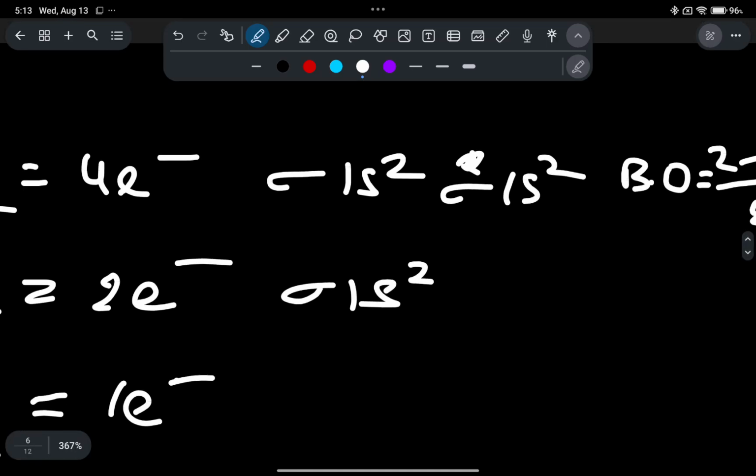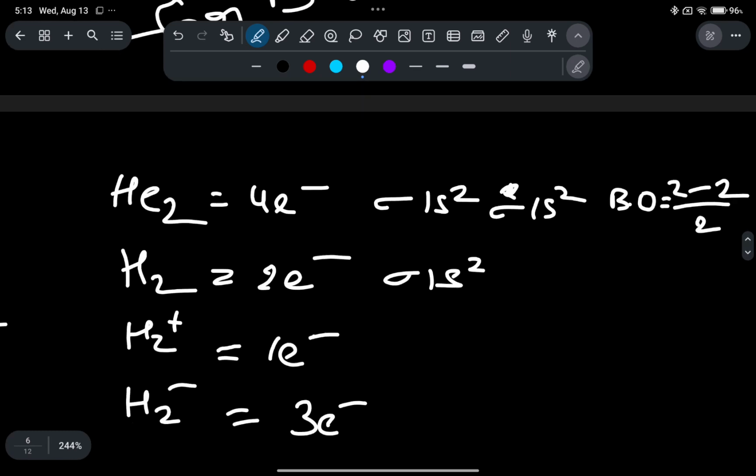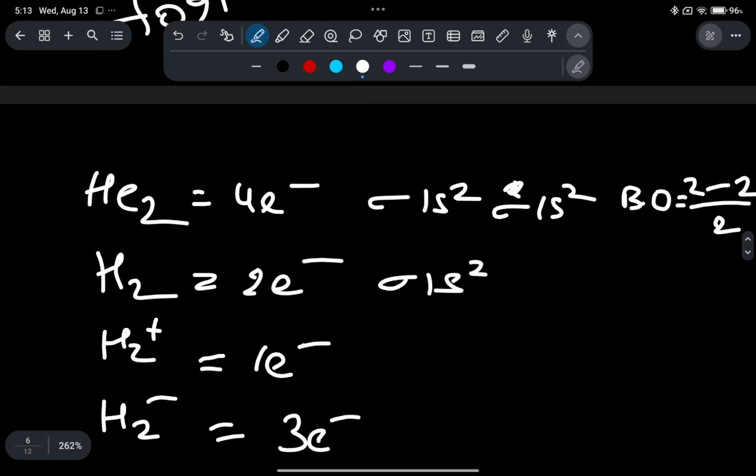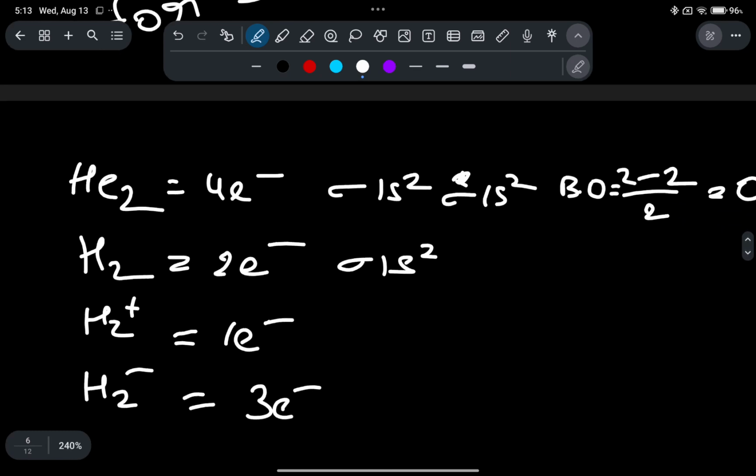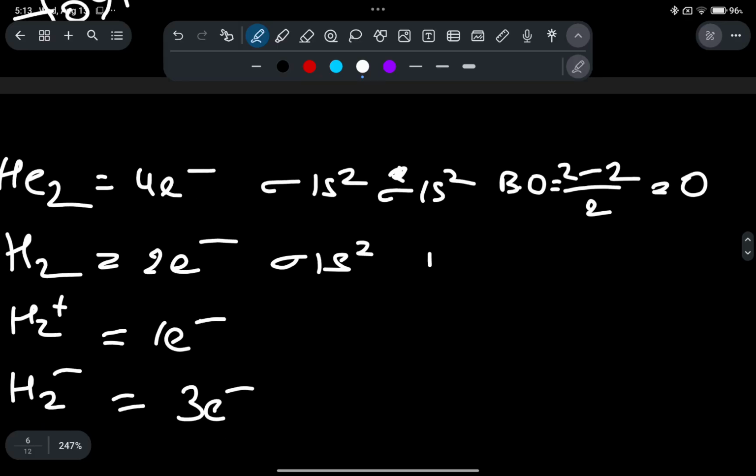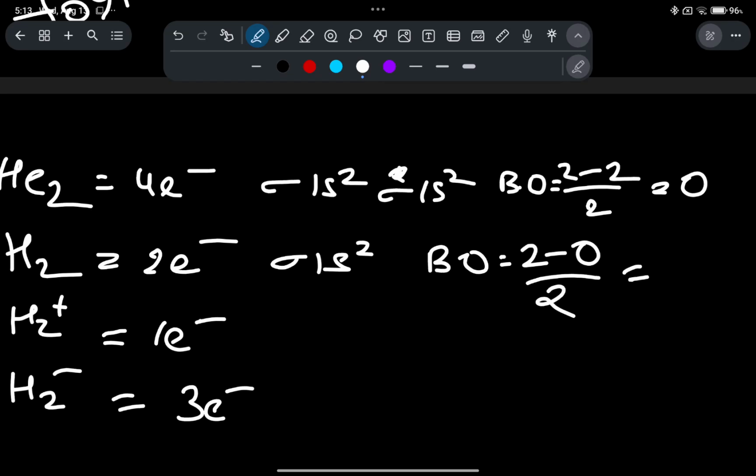There is no exemption for that. H2 has 2 electrons. We need not write; we can calculate with this. 2 electrons means 1s2. Like the general configuration. And bond order is 2 minus 0 by 2. No antibonding electrons. 2 by 2 is equal to 1. Bond order is 1.